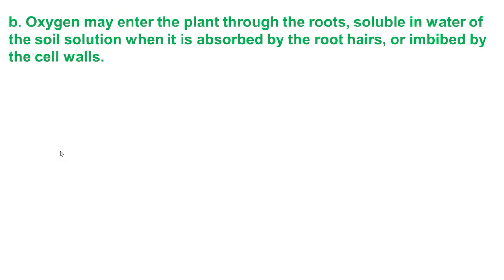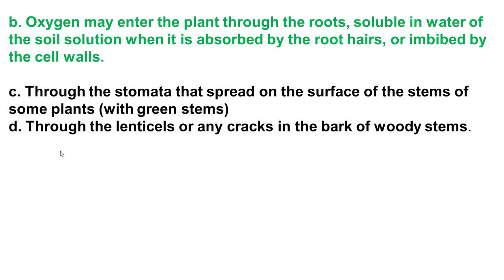Number two, oxygen may enter the plant through the roots. Here in the second position, gases can get inside the xylem through the root by absorption or by imbibition by the cell wall. So gas can get inside the plant with the root. Number three, through the stomata that spread on the surface.